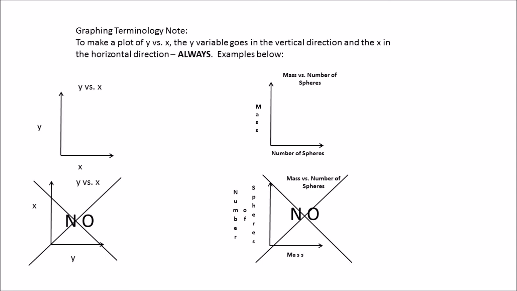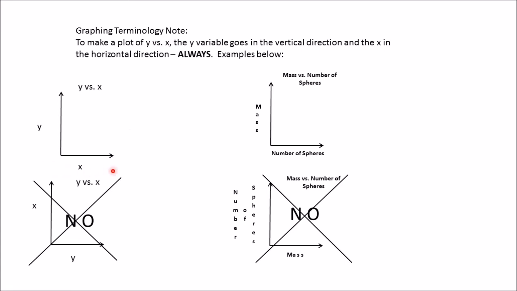A note on graphing terminology, and this will be with you all semester long into Chem 2 and anything else you get into: when you hear somebody say make a plot of y versus x, or speed versus time, or mass versus number of spheres, or gallons per dollar, or whatever, the y is always the vertical axis. It's always the one that goes right here vertically on that axis, and the x is always the horizontal axis. Don't get those mixed up.